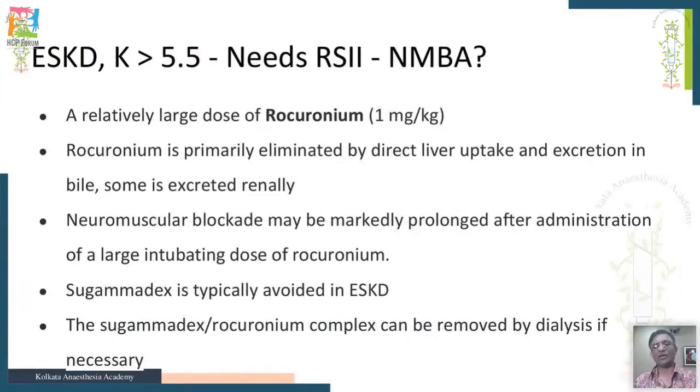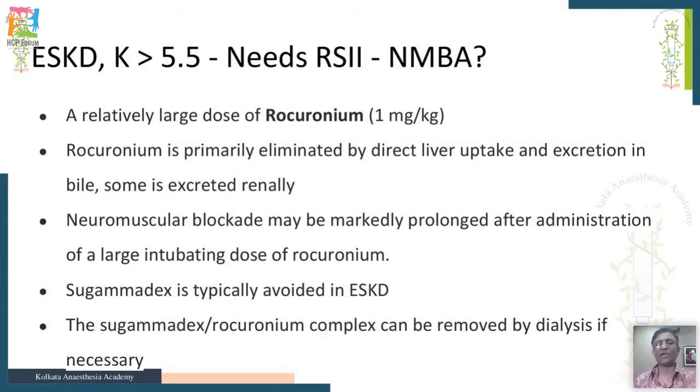You have a scenario, again, where potassium is high, but this person needs, like in one of our poll questions, rapid sequence induction intubation. Then what muscle relaxant will you go for? The answer would be rocuronium, 1 milligram per kg. Rocuronium, though, has liver metabolism, but some of it is excreted renally, so the duration of action of rocuronium will be increased.